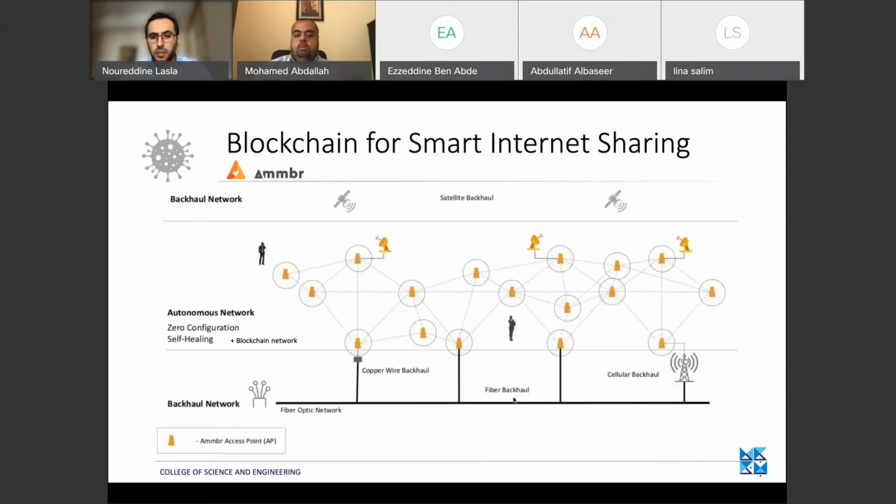So this is the global architecture. We have different users that are using these Amber wireless devices to create a mesh network between them. Some users have internet connections, either by connecting to a fiber optic network or satellite networks, and then users with bad connectivity, or users that don't have connectivity, by using these wireless devices and the trading platform, can now directly buy and sell internet connection between them.